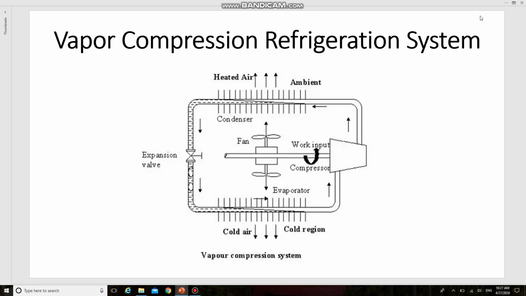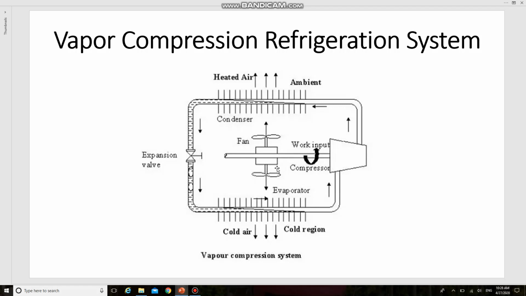Okay, let us see the construction of vapor compression refrigeration system. It has a compressor, evaporator, expansion valve, condenser, and a fan, that is a kind of exhaust fan.